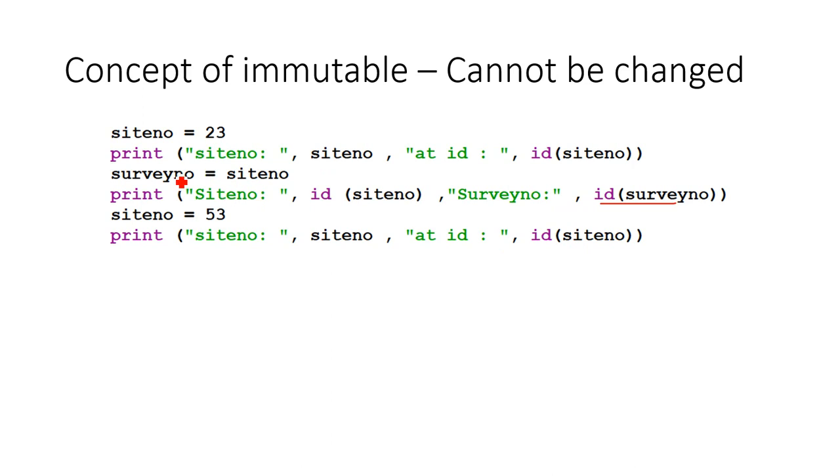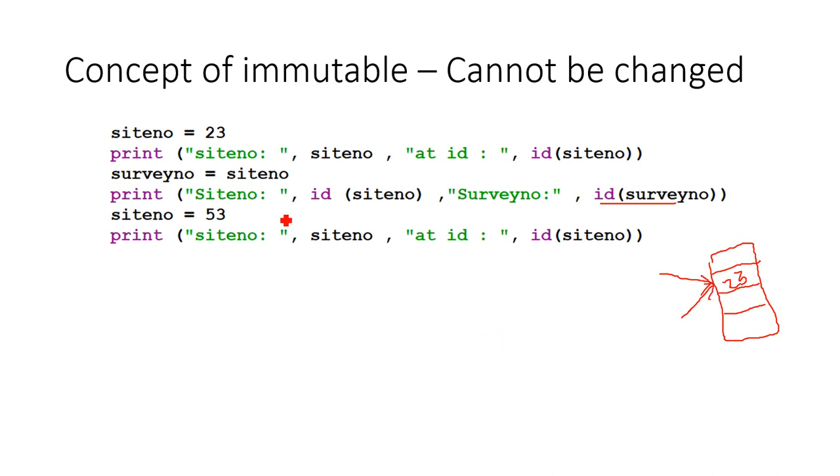Being a reference variable, the ID of the survey number and the site number will have the same value. It means that in memory, both the survey number and the site number point to the same value. Let us consider this to be a memory, and the value 23 is stored here. The survey number points to this, and the site number also points to the same location in memory.